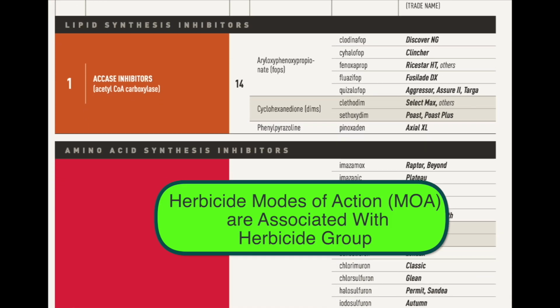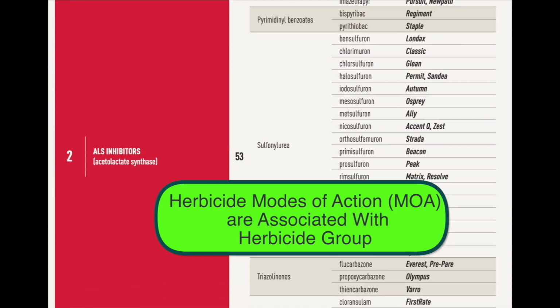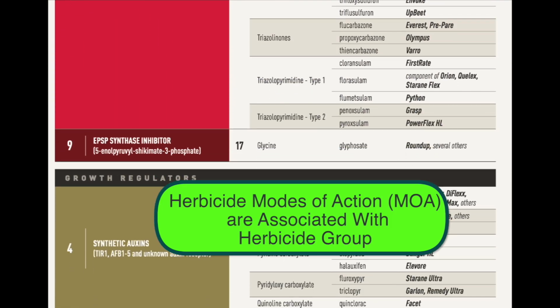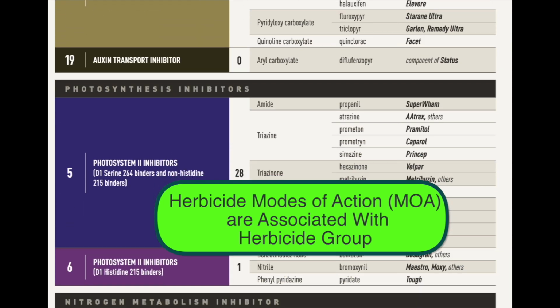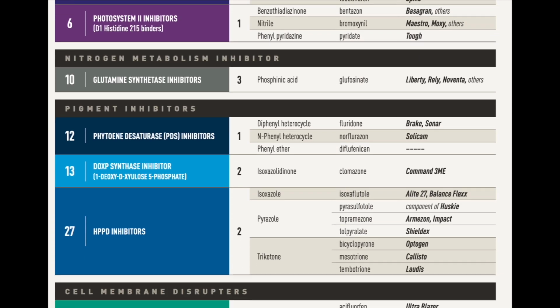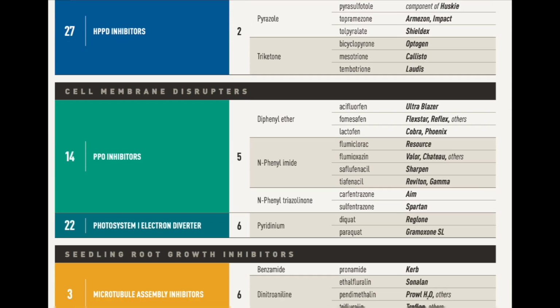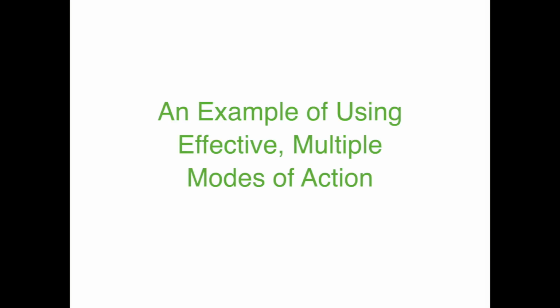To help identify which herbicides have different modes of action, there is a number assigned to each one, so using a different herbicide group number means using a different mode of action. So let us look at an example of how we might determine and use effective modes of action.